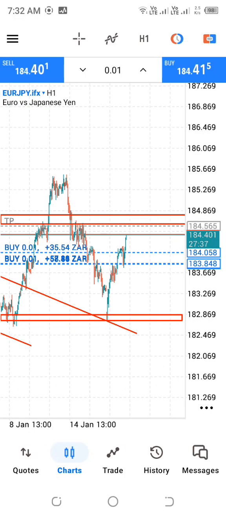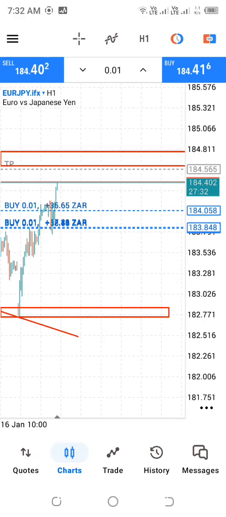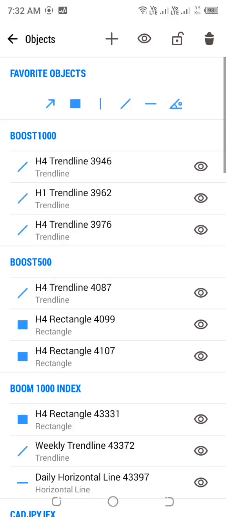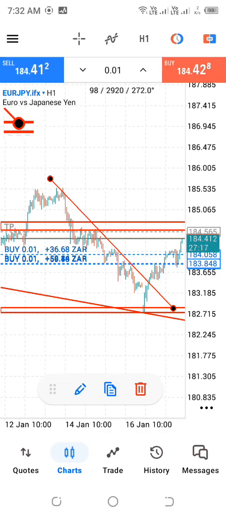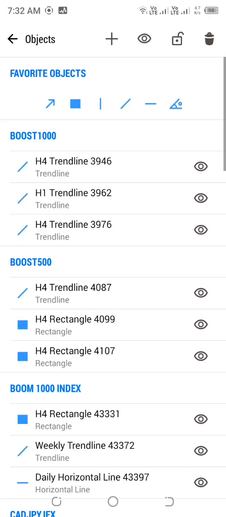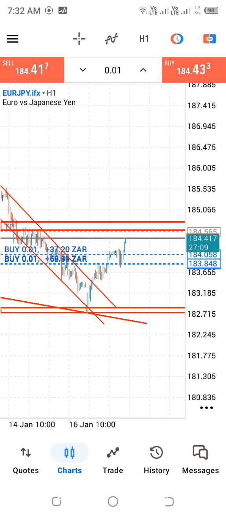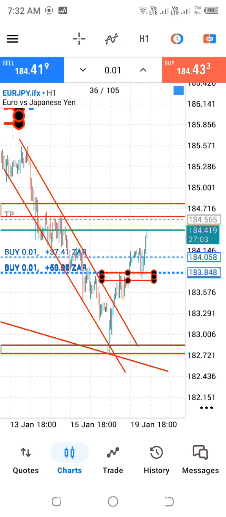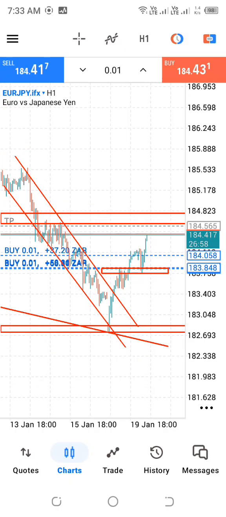Nothing much to be added on the 1-hour time frame. We just do this. Alright, you see. And then here it also retests. That's where I took my buys.